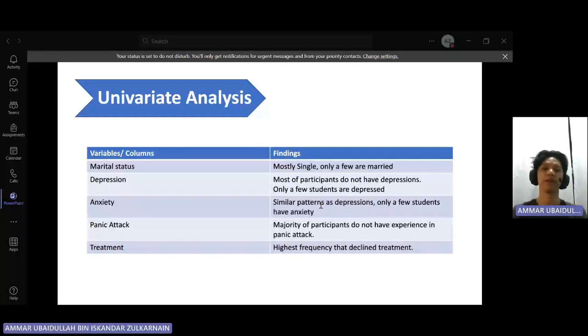And then our last variable is treatment. The majority of the students have not sought treatment for mental health issues. Only a small number of students have consulted a specialist for their depression problems. So our data set is coming from a survey from University UIA.